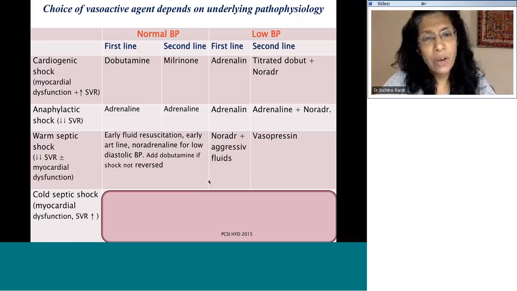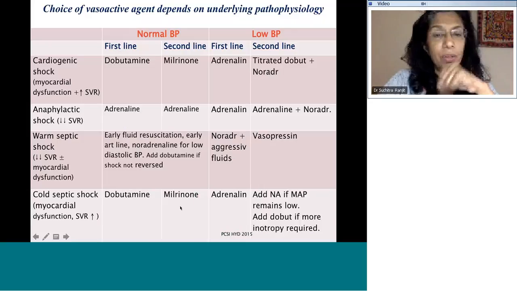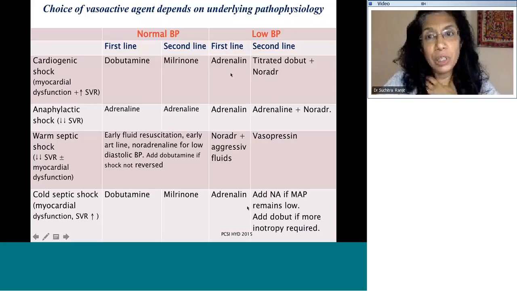So you can have warm septic shock and cold septic shock. Some patients may have myocardial dysfunction with an SVR increase. So these patients will be treated just like cardiogenic shock. So dobutamine and milrinone if the blood pressure doesn't get better. And if the blood pressure is low, exactly the same. Add adrenaline and NORAD if the diastolic BP is very low or the MAP remains low. Okay, so generally it's a lot of trial and error, and you'll get more information based on the actual cardiac function, looking at your echo findings, and in some areas you can measure the SVR and titrate accordingly.